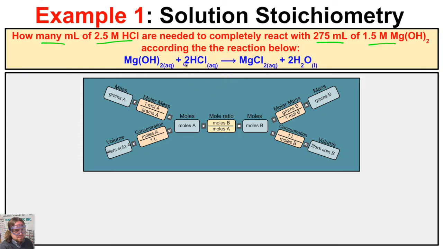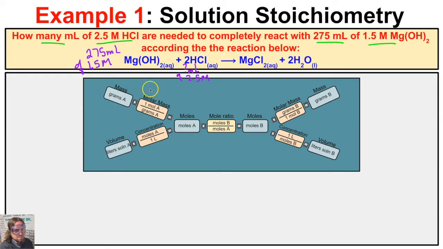What we want to figure out is how many milliliters of 2.5 molar HCl are needed to completely react with 275 milliliters of 1.5 molar magnesium hydroxide. So here's our known substance. It's telling us we have 275 milliliters of this solution that has a concentration of 1.5 moles per liter, or 1.5 molar.